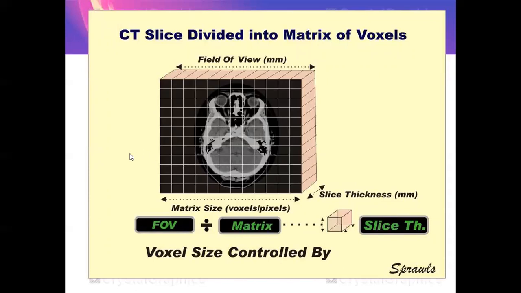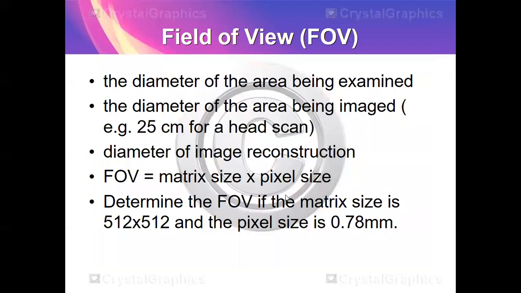So CT slice is divided into a matrix of voxels. So yung ating slice thickness, we will discuss more on that. Sa field of view, na-discuss ko na naman ito, the diameter of the area being examined.